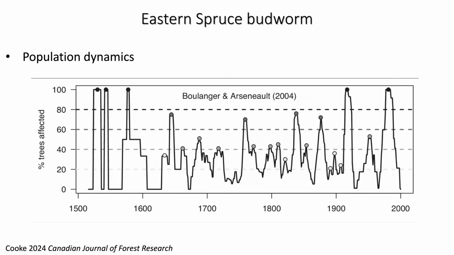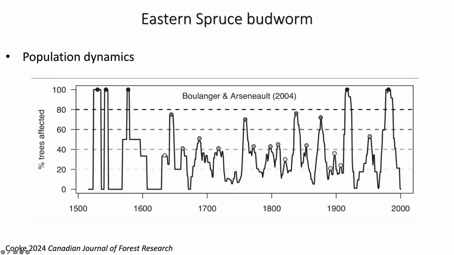We know that the frequency and magnitude of eastern spruce budworm outbreaks is variable. Both those things are variable. So this is a diagram where we go back from the 1500s to 2000. It was data from tree cores for a number of trees in Quebec, data from Boulanger and Arsenault. And so I want to point out two things with this diagram. First, the peaks here represent the percentage of trees in this data set that are affected by a spruce budworm outbreak. And you can see that that's variable.